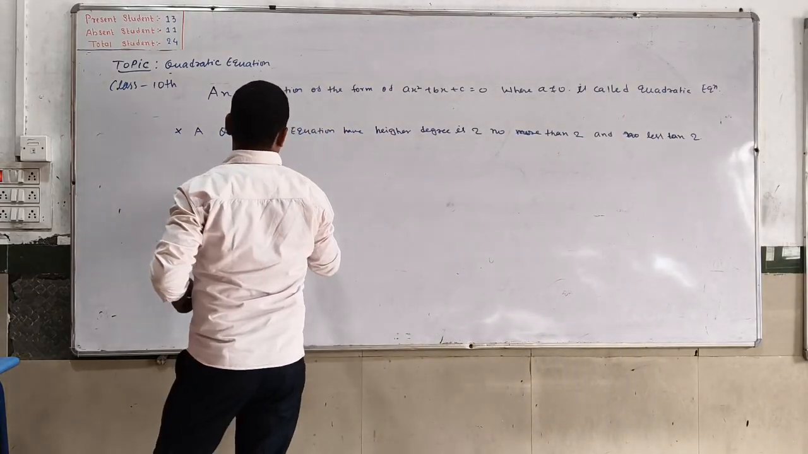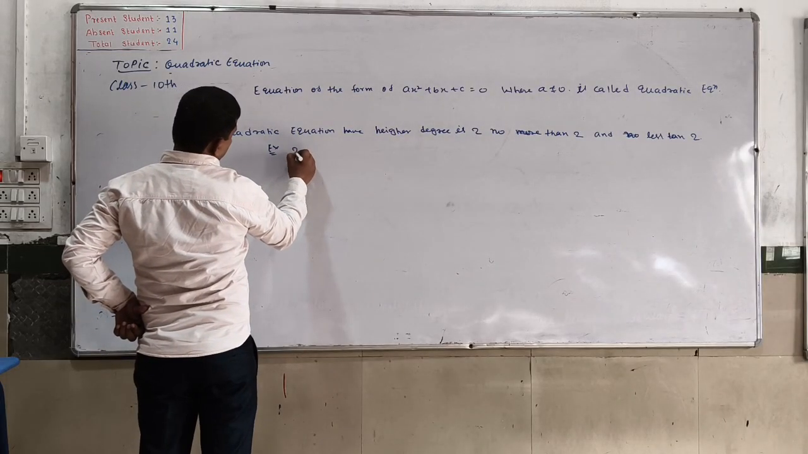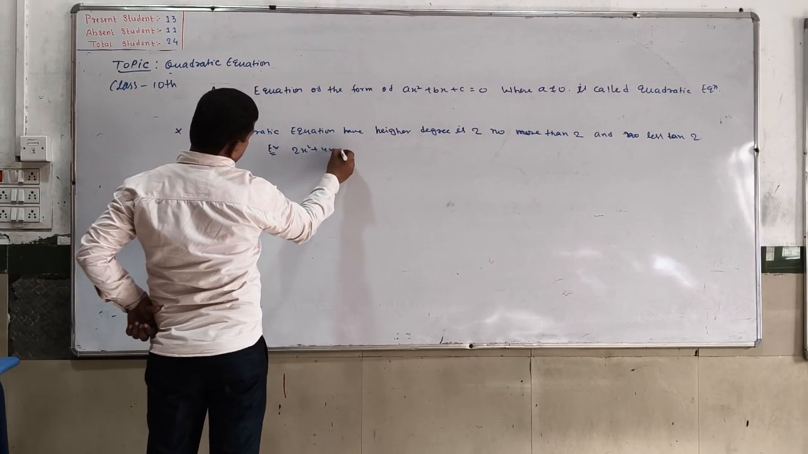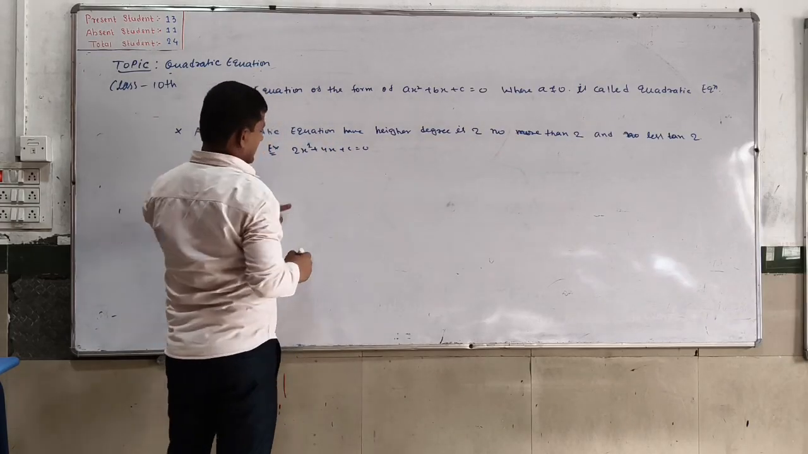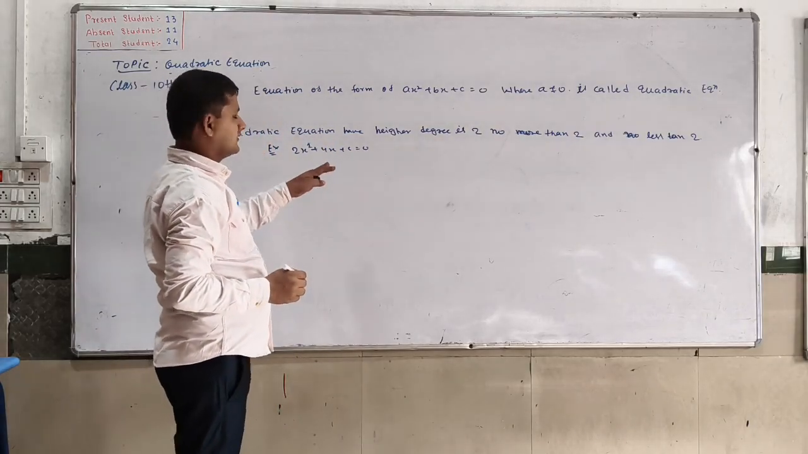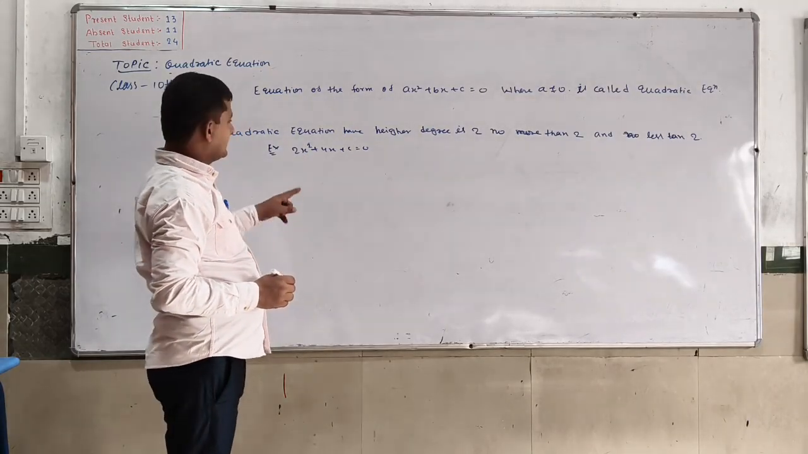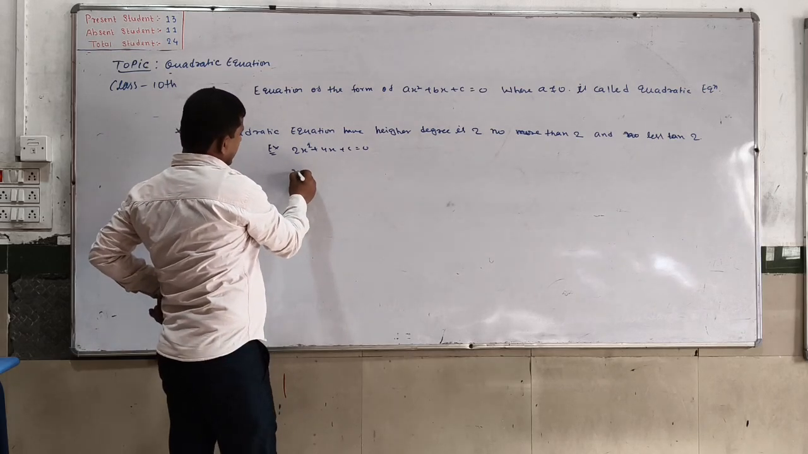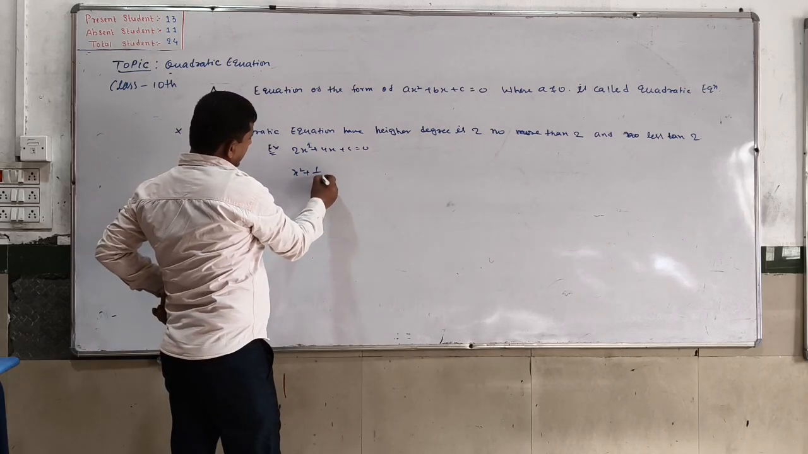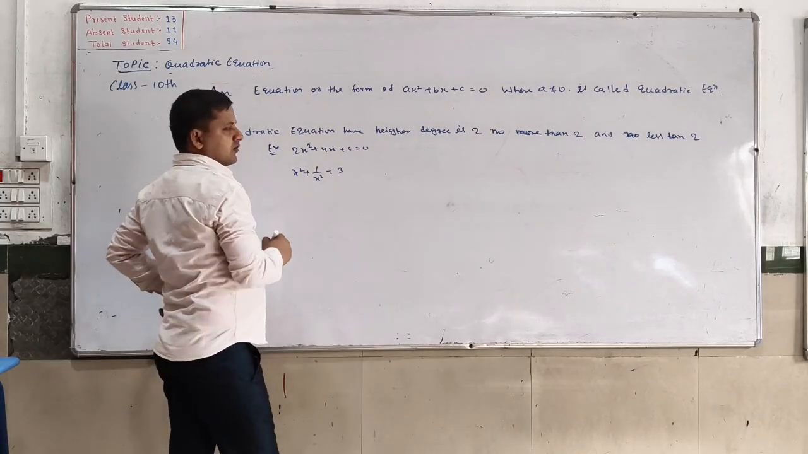So we can write the form, and if you take any equation, for example 2x square plus 4x plus c equal to 0, because its higher degree is 2, it is called a quadratic equation. But if we take x square upon x square equal to 3, it is not a quadratic equation.